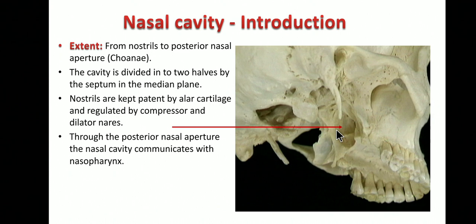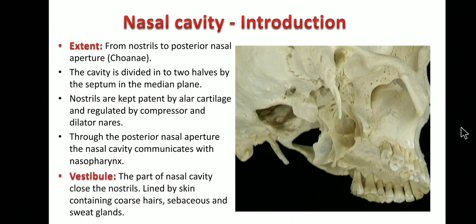It is mainly bounded below by the hard palate, as you are able to see, medially by the vomer, and laterally by the medial pterygoid plate, and above by the body of the sphenoid. The body of the sphenoid, medial pterygoid plate, vomer, and the upper surface of the hard palate all form the boundaries of the posterior nasal aperture, or the choana.